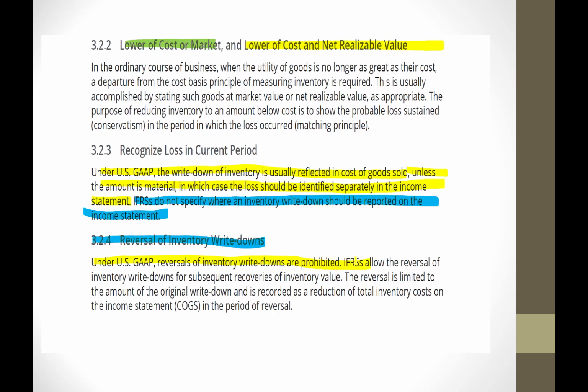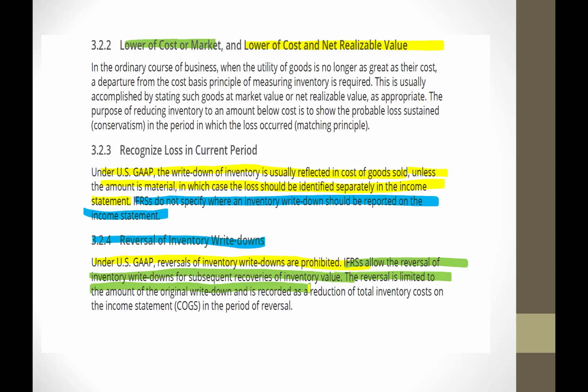So once I write my inventory down because the market has fallen below the cost, it stays down. I'm not able to write it back up. Whereas IFRS says, okay, you can write it back up, but not in excess of previously recognized losses. So you can write it back up to its original cost, but you can't continue to write it up to a higher market. I guess unless you're in one of those exception categories for the gold and that kind of stuff. But, okay. Okay, good.